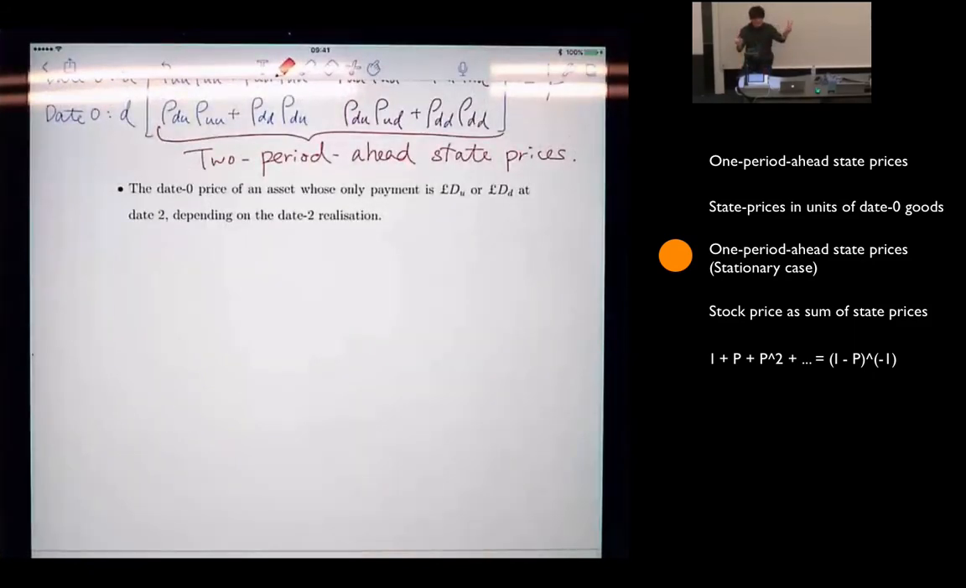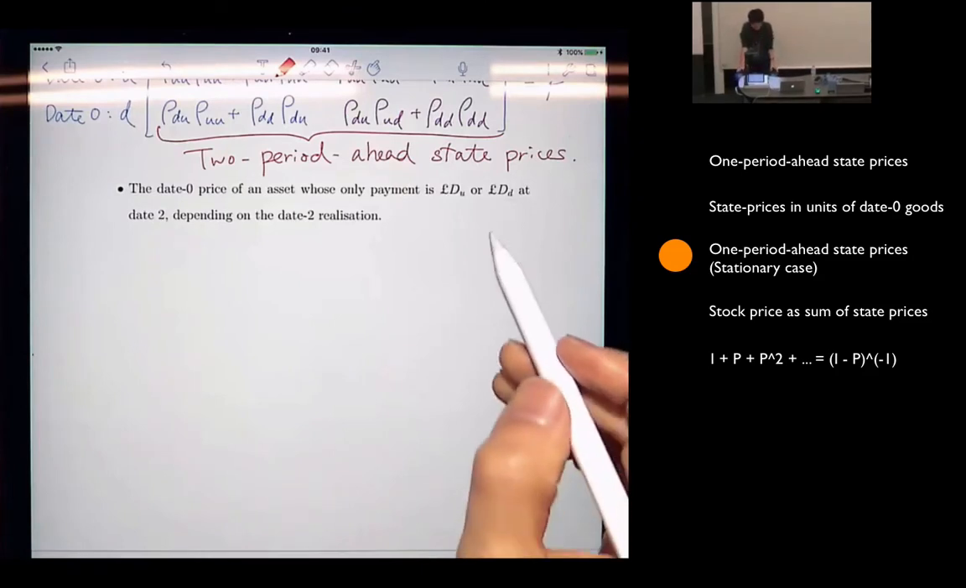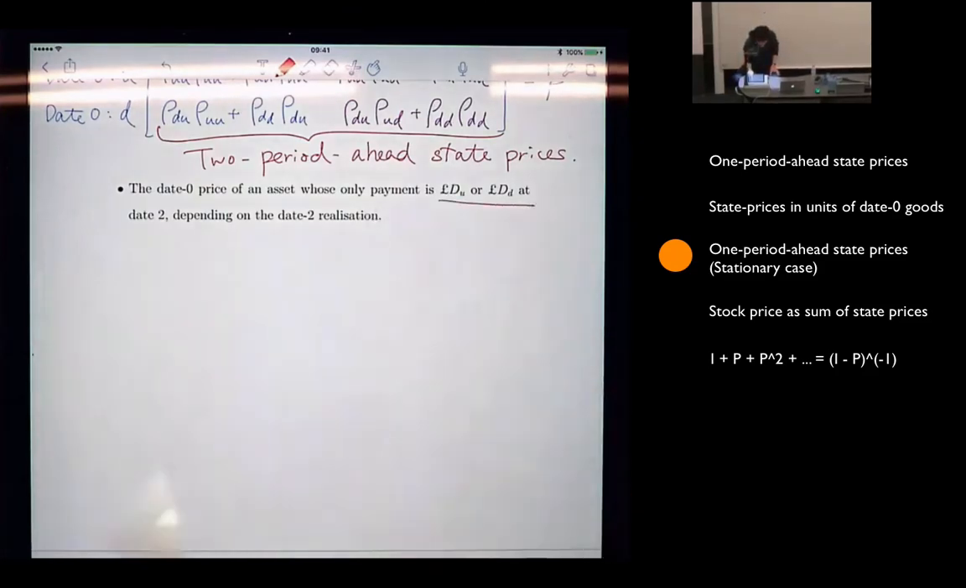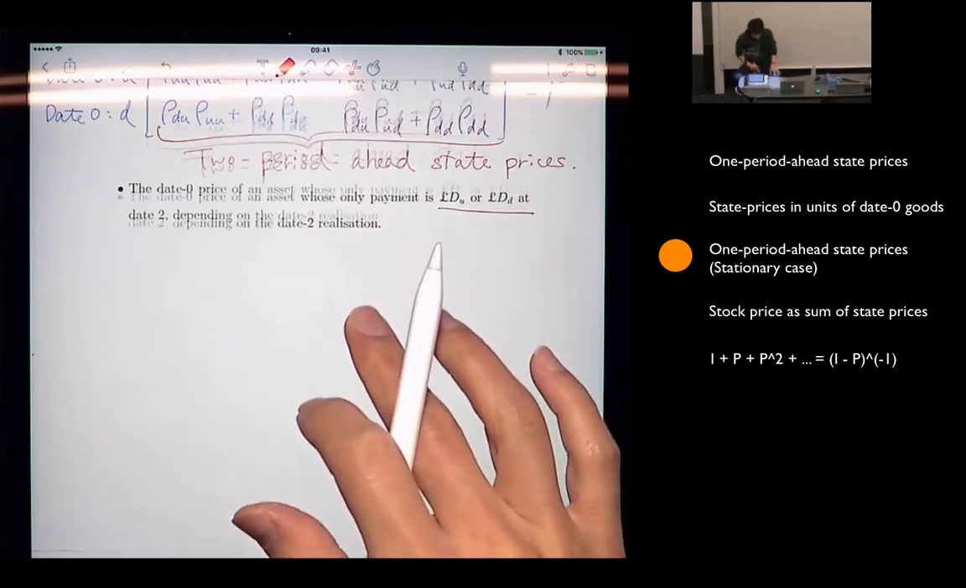2 more questions, be patient. What is the date 0 price of an asset whose only payment is DU or DD at date 2? What is the price of an asset whose payment is DU or DD? Dividend is either DU or DD at date 2.